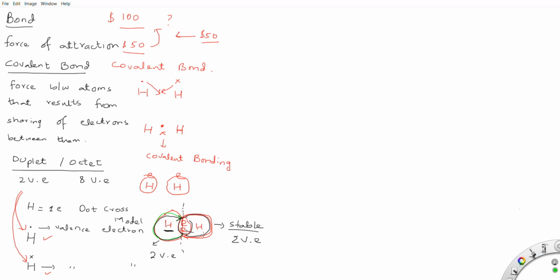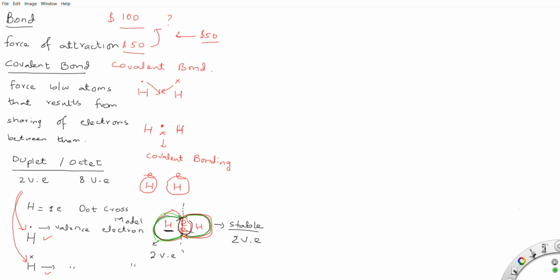Obviously, by using this method of sharing electrons, it is clear that these two electrons only move for a certain period of time here, and then for a certain period of time here. But the idea is they were initially unstable. It is like I was unable to buy this thing, but by borrowing some money from some other person, I am now able to buy it.